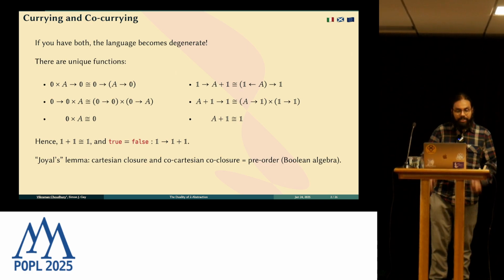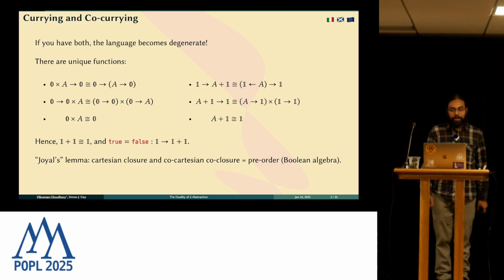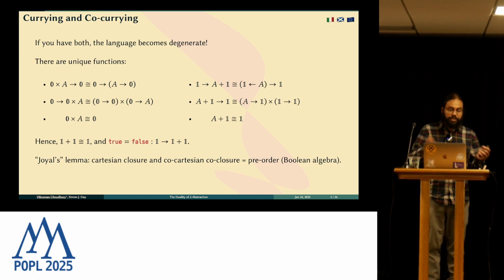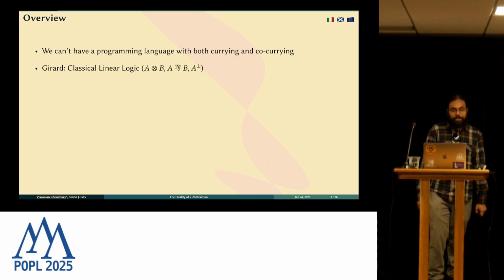So this is a technical argument in category theory, which is known as Joyal's lemma. If you have both a Cartesian closed structure and a co-Cartesian co-closed structure on the same category, it degenerates to a preorder, or in particular, it becomes a Boolean algebra, okay? So why am I telling you about this puzzle?